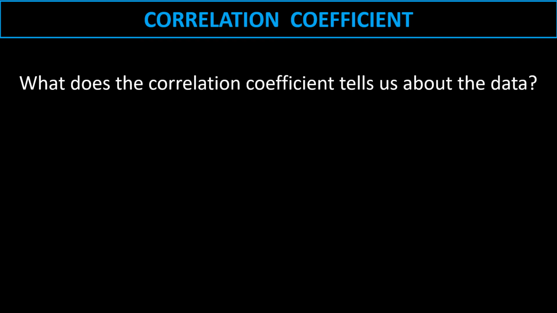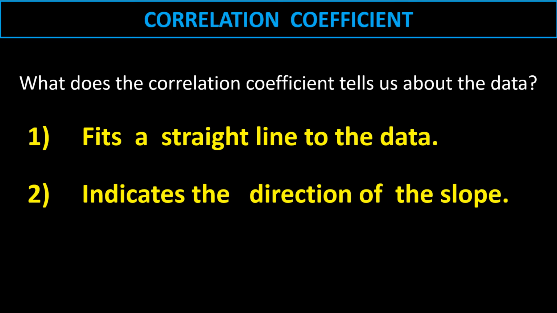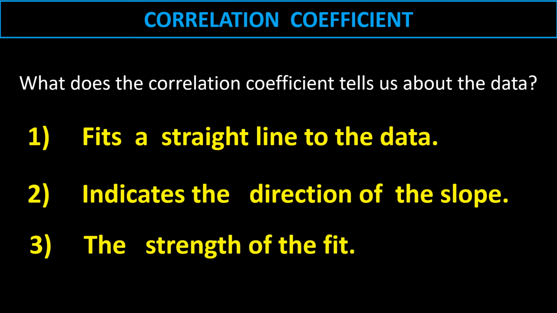What does the correlation coefficient tell us about our data set? First of all, it fits a straight line to the data. It also indicates the direction of the slope, or the direction of the gradient. So the correlation will tell us whether it is positive or negative. And then the correlation will give us the strength, or the size or the measurement. And remember, that can be any value between -1 and +1.